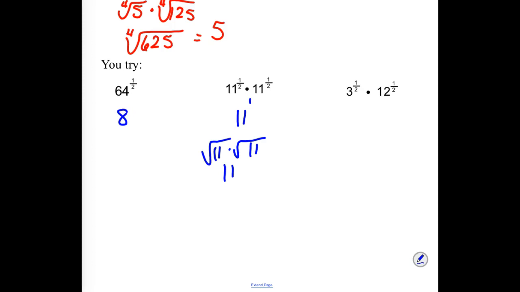All right, next one. Different bases, but they have the same kind of power. Yes? So you can combine things if the bases match. You can combine things if the powers are the same. So this is the square root of 3 times the square root of 12, which turns into the square root of 36, which is 6.